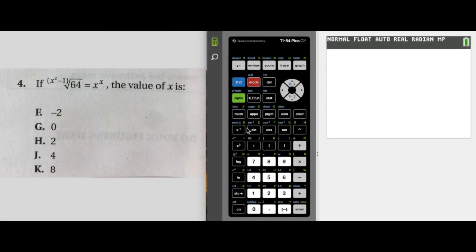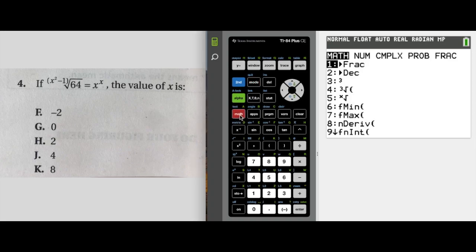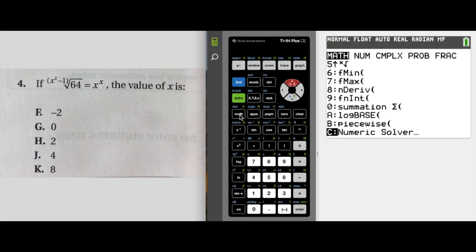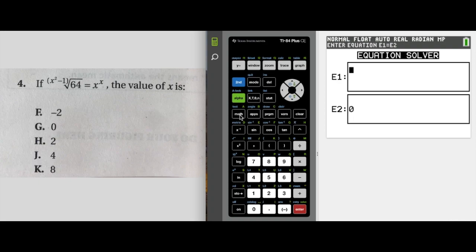Here's a particularly nasty radical. It isn't all that difficult to solve algebraically, but it does give us an opportunity to show you the functionality of the solver function. To access it, we go to Math, and I cursor up because it's faster getting there, and it's called Numeric Solver. Now what I want to do is put in the left side of this equation and always set it equal to 0. You always set it equal to 0 so it can solve this.